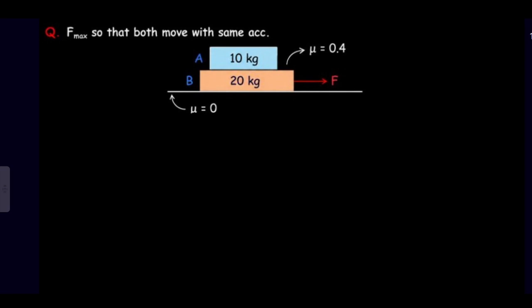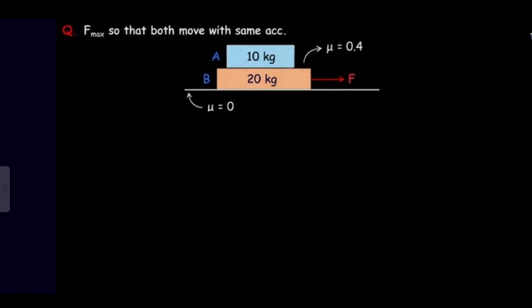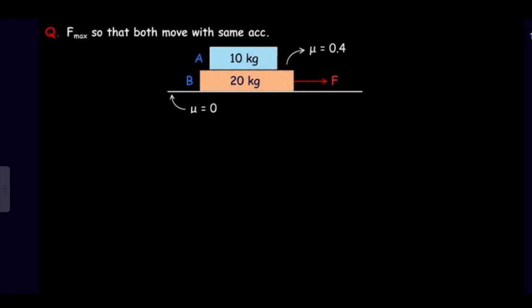Now we have to analyze the three possible cases. Let's see what we need to do here. First, look at what they have given: the friction coefficient mu between the ground and the bottom block is given as 0. That means there is no friction between the ground surface and block A. The friction is there only between block A and block B.